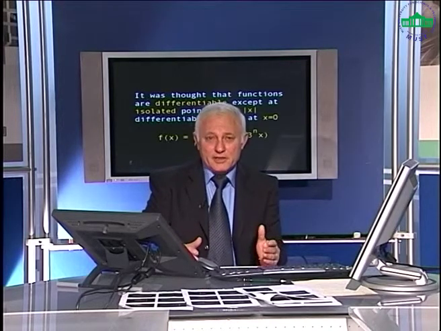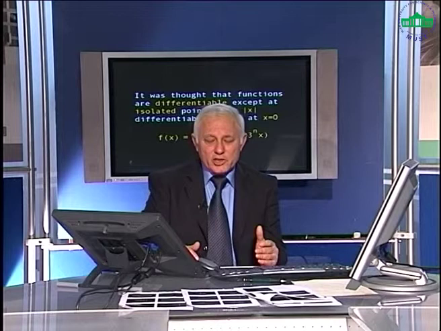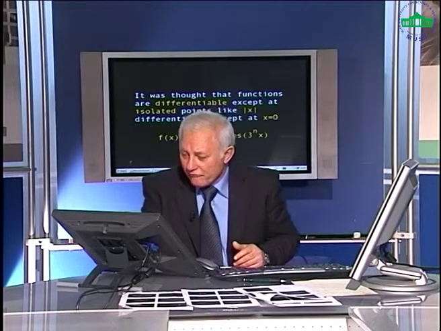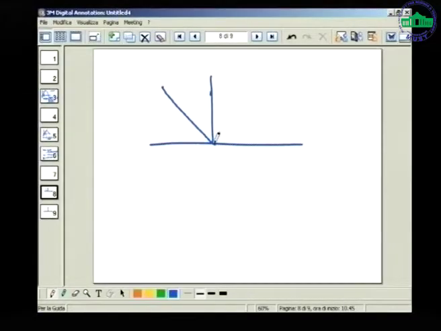In fact, mathematicians started to question rigor in mathematics, not only continuity. It was thought, for example, that functions of this sort, like modulus x here, have a derivative here, because the slope is 1, and here it is equal to minus 1, whereas the function has no derivative at x equal 0.